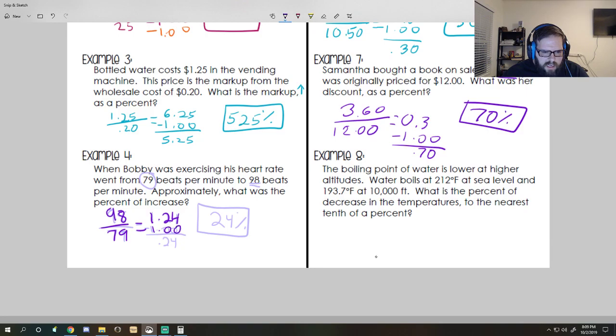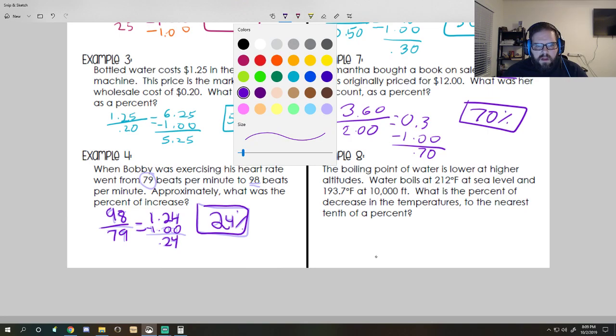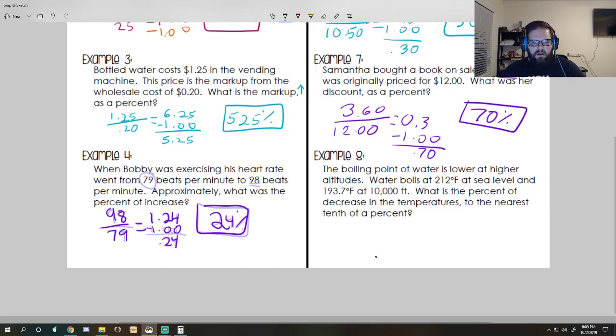I'm just rewriting number 4 for you guys so that way you can see. So number 4, the answer for number 4 was 24%. Alright, that seems a little bit better. I'm sorry, I'll use darker colors from here on out. So, forest green.